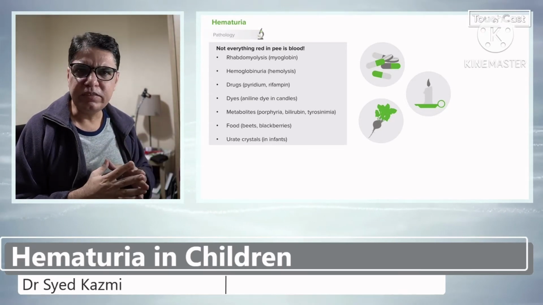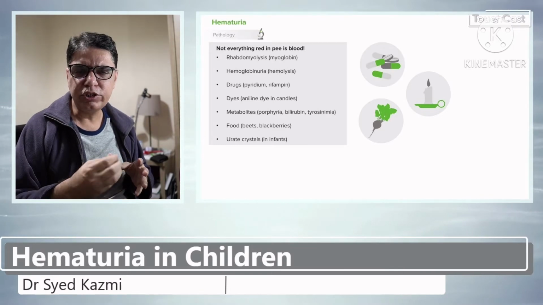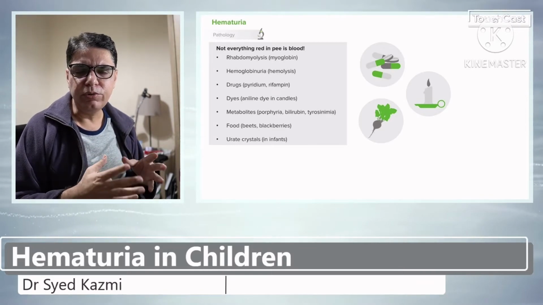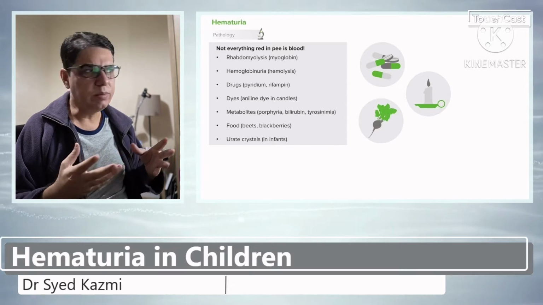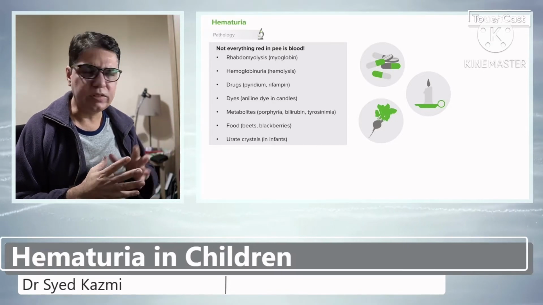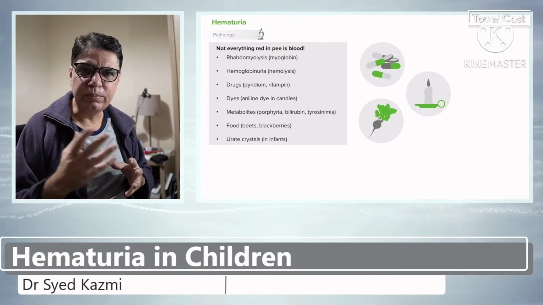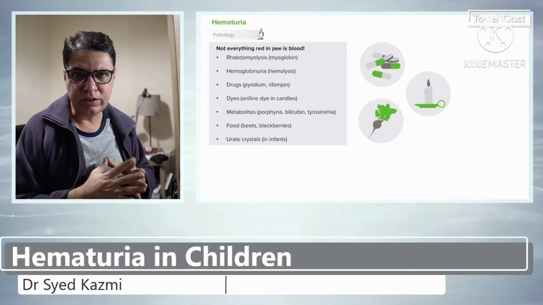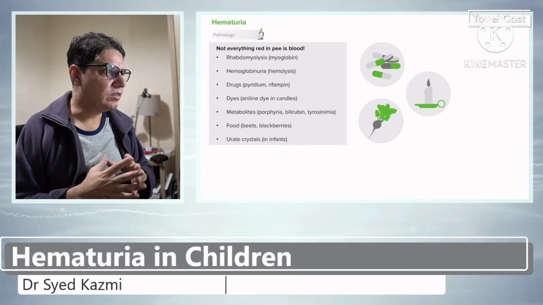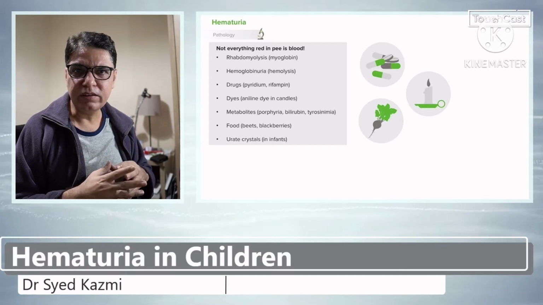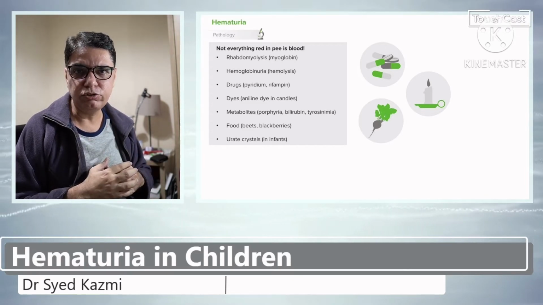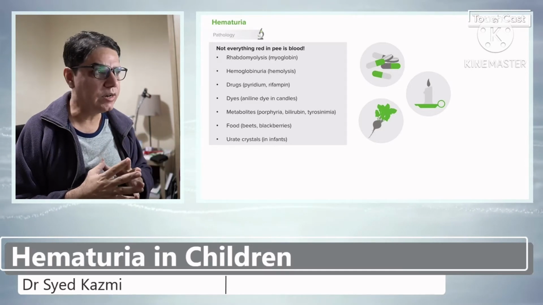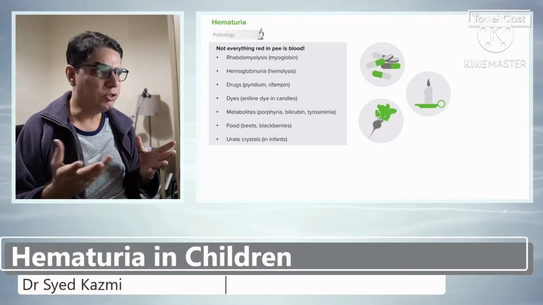Hemoglobinuria, which is basically the excretion of hemoglobin in the urine, can be caused by different hemolytic disorders that can also present with red colored urine. Certain types of drugs like pyridium or rifampicin can give a red color to the urine. Certain dyes like aniline dyes, which are used in candles, can also lead to red colored urine, which might be mistaken for hematuria.